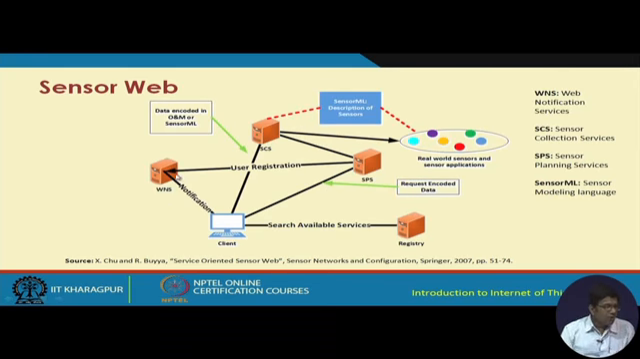So, in sensor web we have to deal with different types of servers which will take care of web notification services, sensor collection services, planning services, modeling language, and so on. Where is the modeling language? We have the sensor modeling language like right here, and so on. So, all these WNS, sensor collection service, planning service, sensor ML, and so many different types of concepts and components that have to be used.